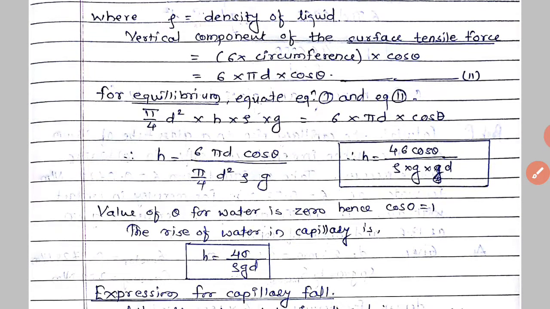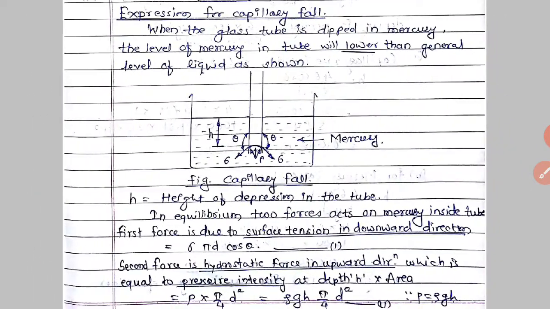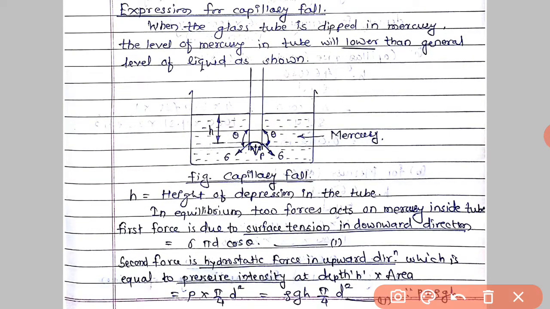So now we have to see the expression for capillary fall. See in the diagram. First see the diagram. This is a vessel in which liquid is placed. Then insert a capillary tube in that liquid, say mercury. See here, σ will be the surface tension force, h will be the height of depression in mm, centimeter or meter.